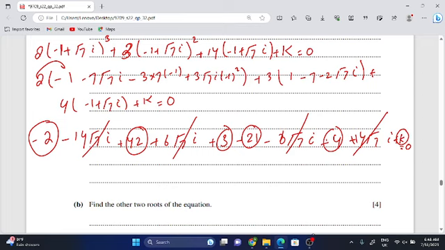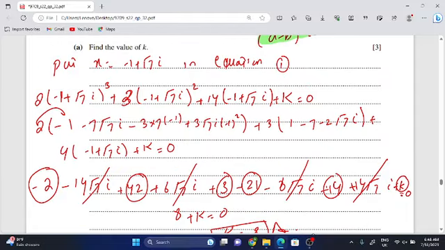So let me calculate: 42 minus 2 plus 3 minus 21 minus 14, so that gives me 8. 8 plus k equals 0. Shift 8 onto the other side, that gives you k equals minus 8. This is the final answer for this question, part A.